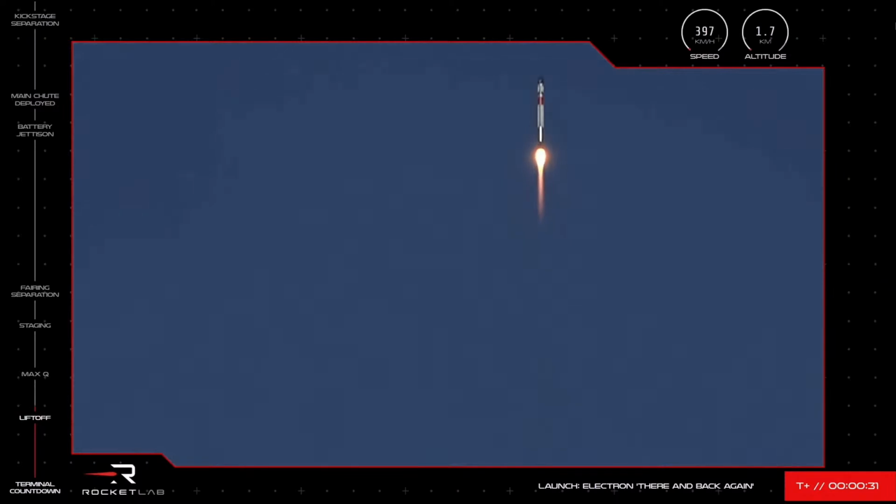Stage one propulsion is nominal. T plus 31 seconds into the mission, and Electron is airborne after our 26th launch from LC-1. We have a great view of that Electron leaving the pad as Electron powers its way to space. We are now at 4 kilometers in altitude, and very soon Electron will reach max Q.